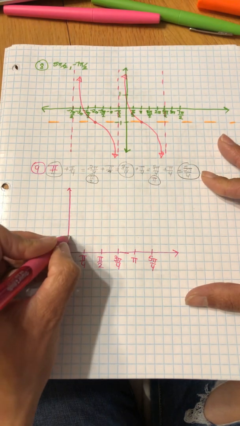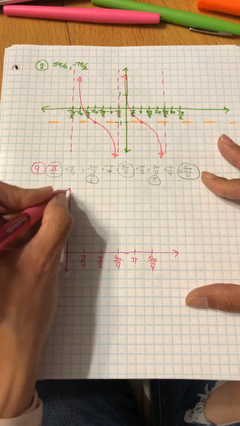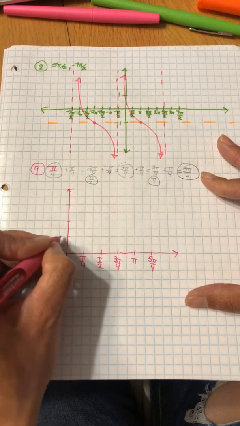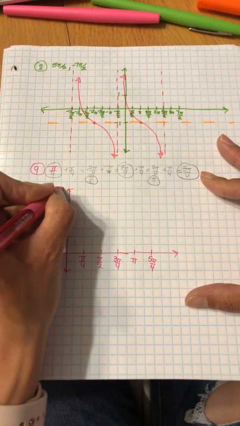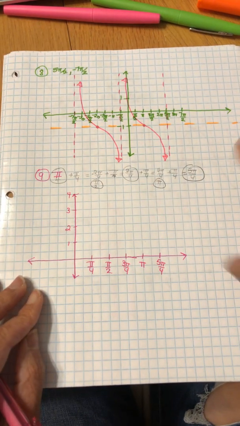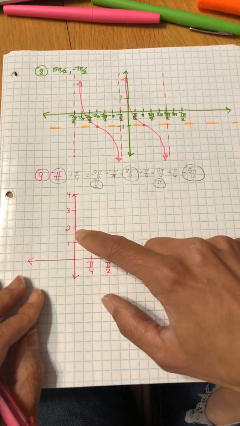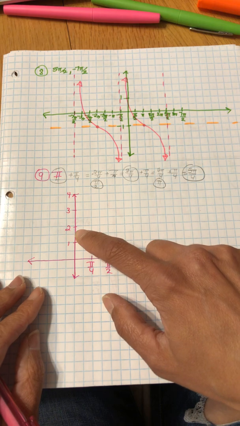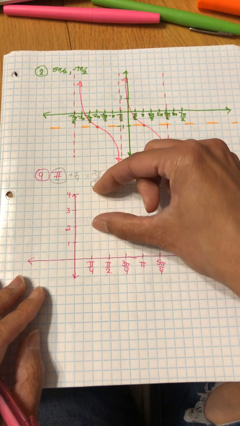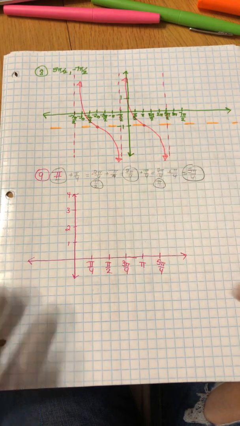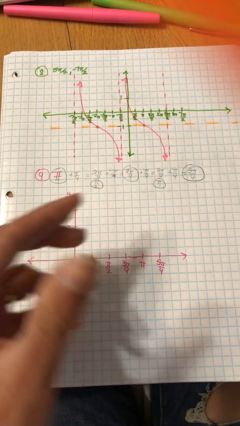And so, how do I want to space this out? 2, 3, 4. Yeah, I'll have enough room. So 1, 2, 3, 4. I need to go up that high because remember I'm shifting up 2, and the amplitude is 2. So I'm going to be going 2 above and below that midline. All right, speaking of which, let's graph that midline.